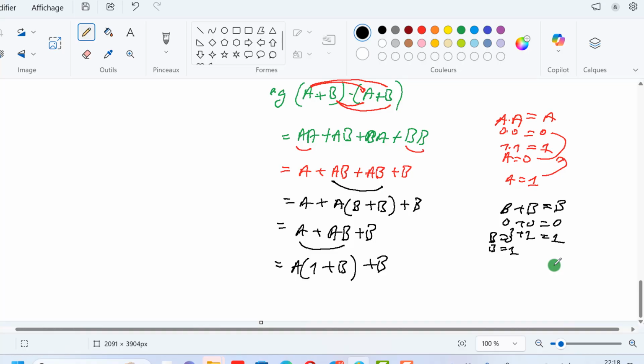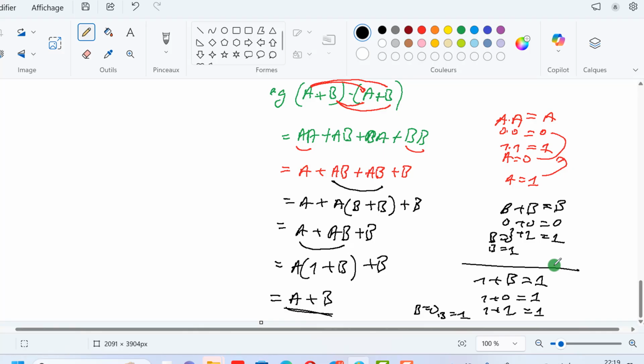Now what happens here? 1 plus B. You're having just one input here, B, and you have a 1 here, so you can also simplify. You go to your truth table for 1 plus B. When B is 0, you have 1 plus 0, which is 1. And when B is 1, you have 1 plus 1, which is 1. So you have seen that for any value of B, you have just 1 as the answer. So 1 plus B should be 1. You come back here, and this simplifies to A times 1, which is A, plus B. Here there is no simplification to do again, so this is your final answer.